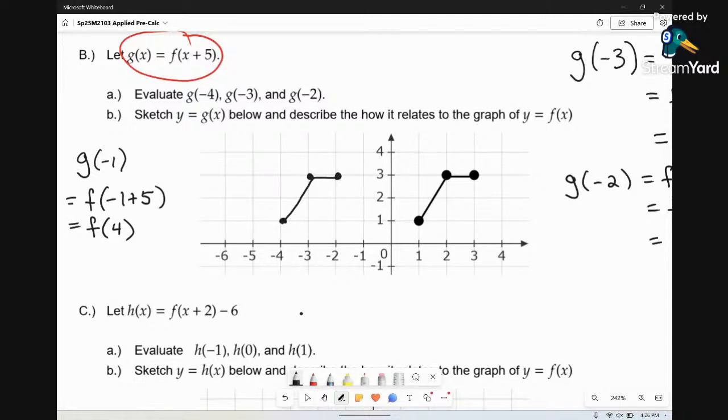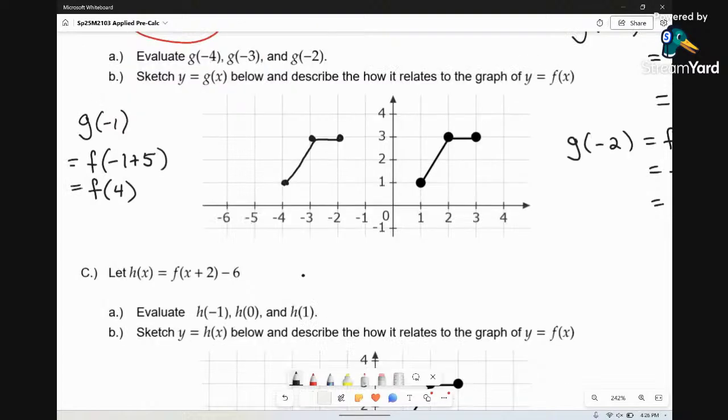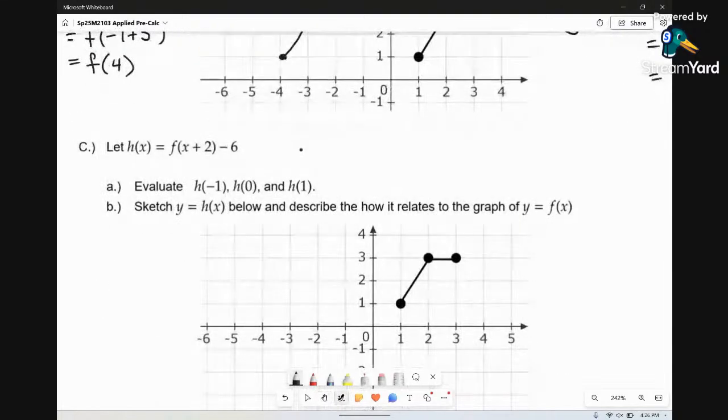Cool. All right. I did ask you to correct this. On your paper, that says G, but I fixed it on mine to say F. So make sure that does say F. Let's do this again. H of X is F of X plus 2, inside of this grouping symbol, that's going to play a major role tonight, and -6.